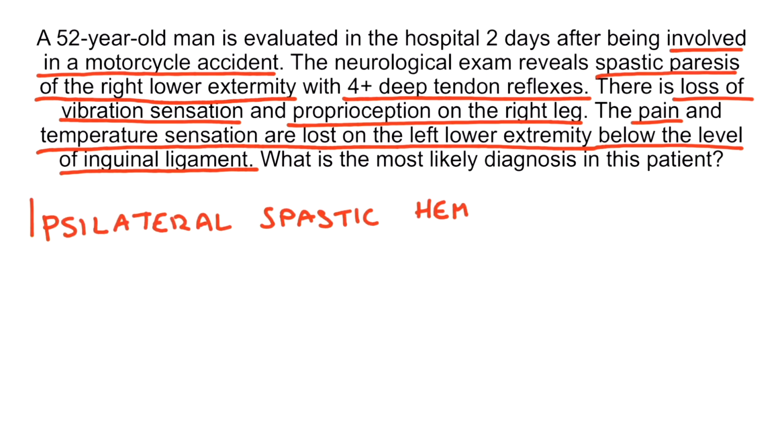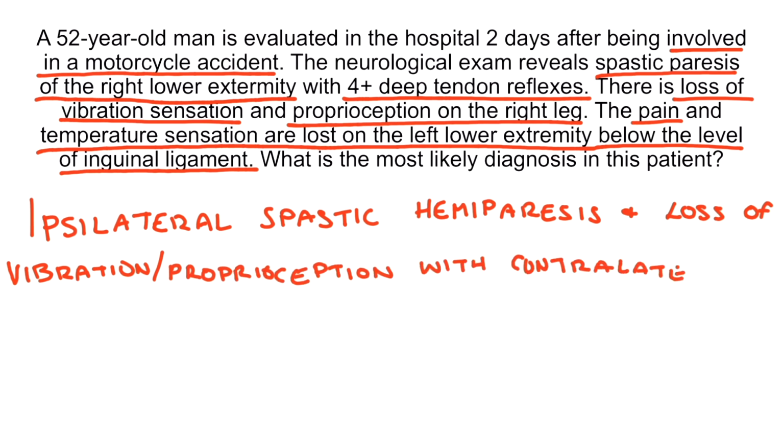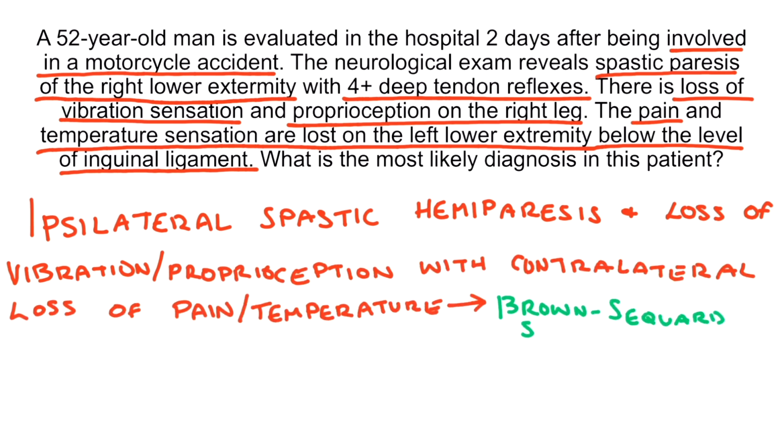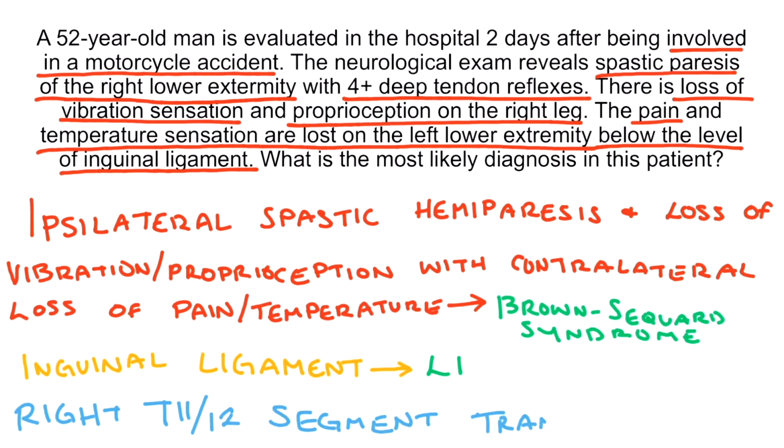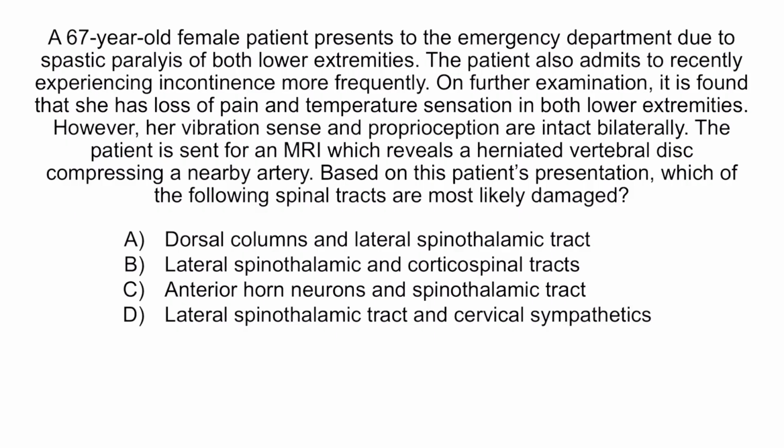In Brown-Sequard syndrome, the pain and temperature sensation are lost 1 to 2 levels below the lesion. Inguinal ligament coincides with the L1 dermatome. The spinal cord segments 1 to 2 levels above L1 will be T11 or T12. Therefore, the patient has Brown-Sequard syndrome with right T11 T12 segment transection. Let's end our lecture with a board-style question.